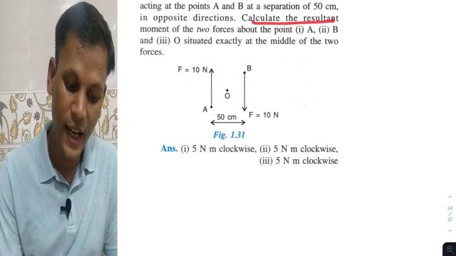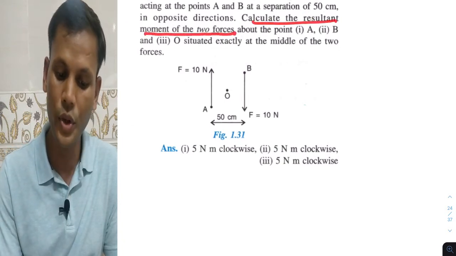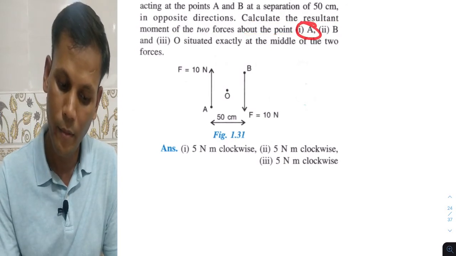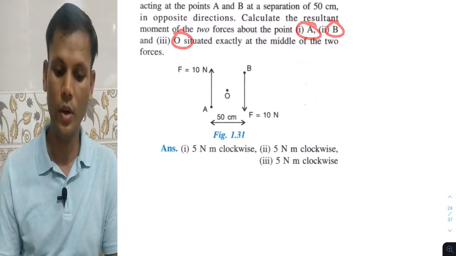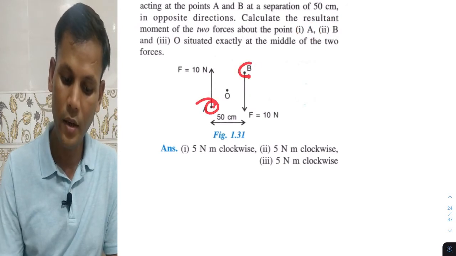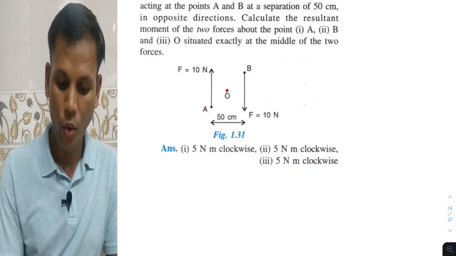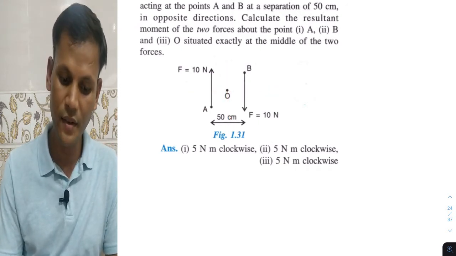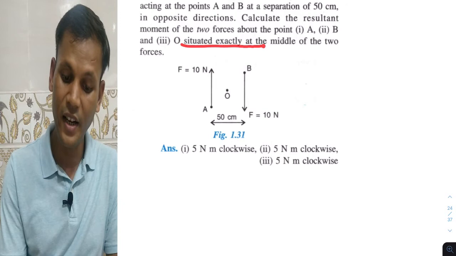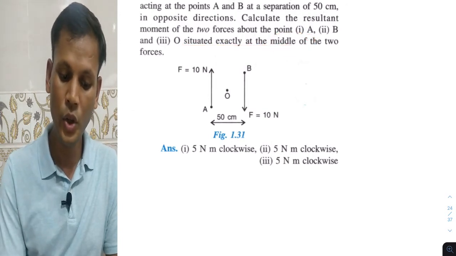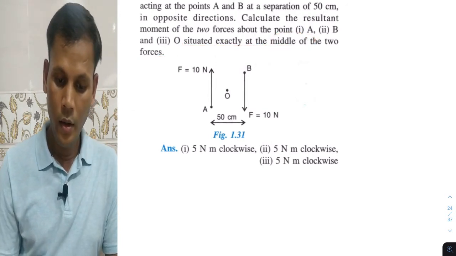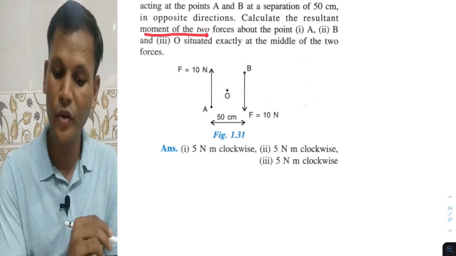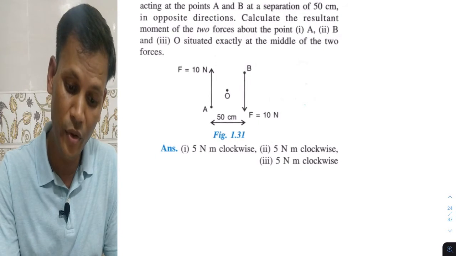Calculate the resultant moment of two forces about the points A, B and O. O is the midpoint of A and B, of course it is given. O is situated exactly at the middle of the two forces. So, very simple: what is to be calculated is the resultant moment of two forces.